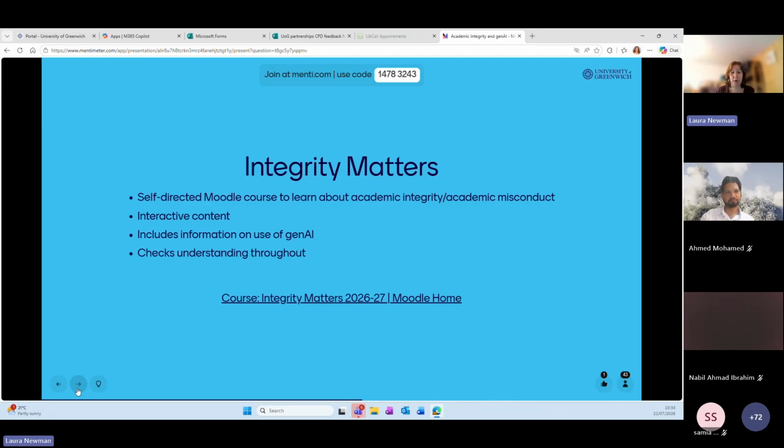It's interactive, so it's in a kind of game format. It's got information on it about the use of GenAI and how that would be considered academic misconduct. So it's been updated this year. And it's constantly checking understanding.